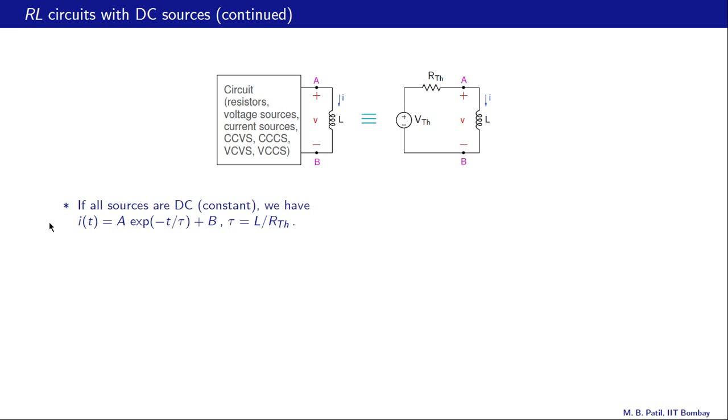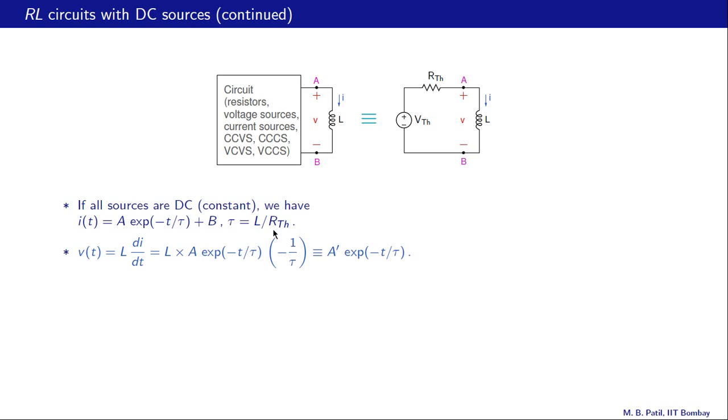Okay, to summarize the discussion from our last slide, if we have a linear circuit with DC sources, then we can write this inductor current as A e raised to minus t by tau plus B, where A and B are constants, and tau, the time constant, is given by L divided by RTH.